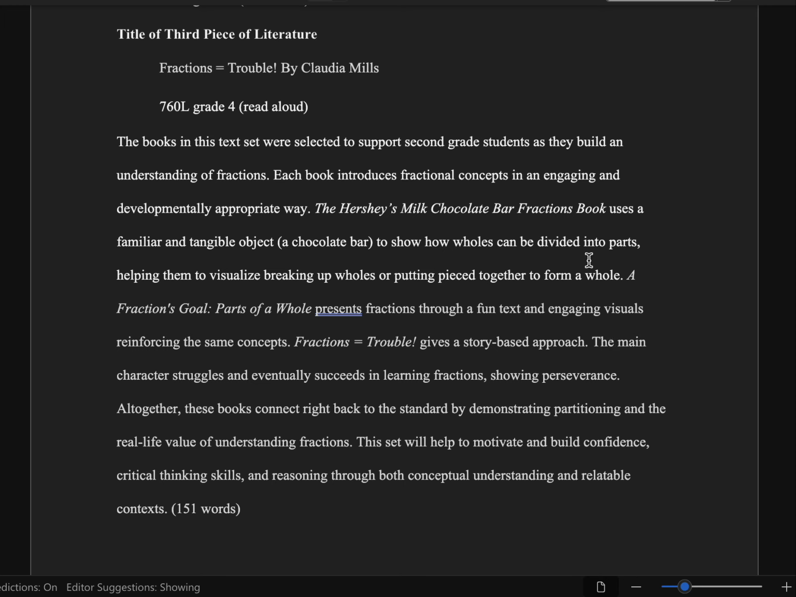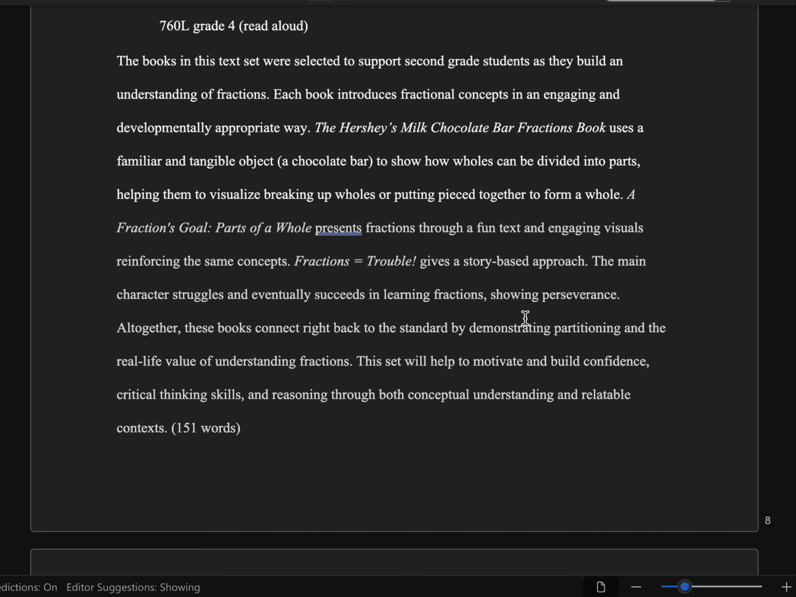But basically, the Hershey's Milk Chocolate Bar Fractions book just uses the chocolate bar to show how wholes can be divided into parts. A Fractions Goal, Parts of a Whole is a story, and so is Fractions Equal Trouble. So they both have characters and just reinforce the same concepts of learning fractions and being able to understand them.